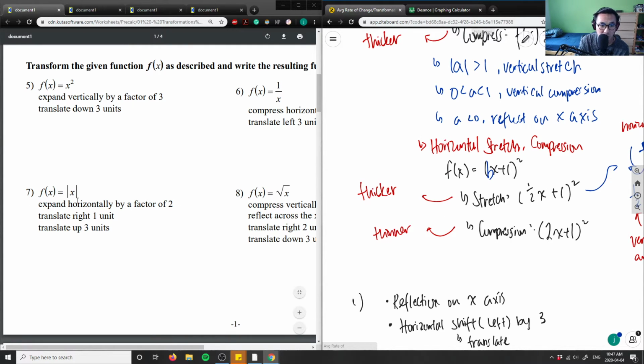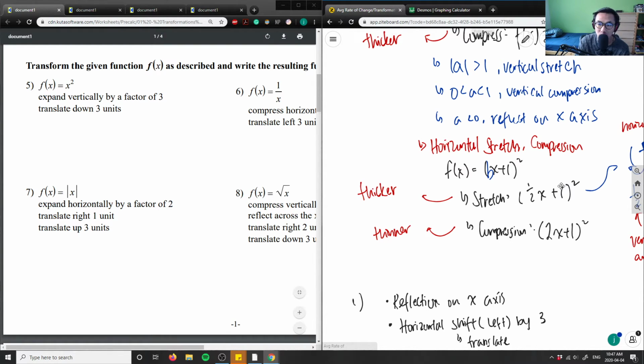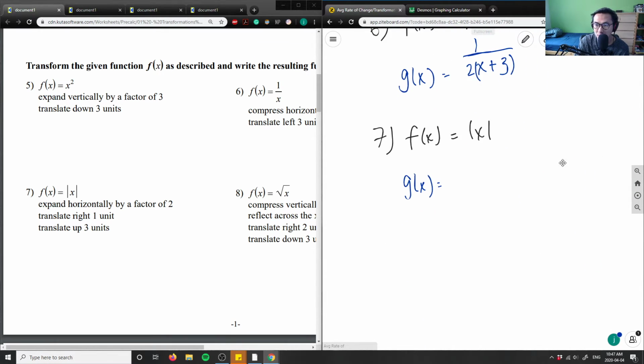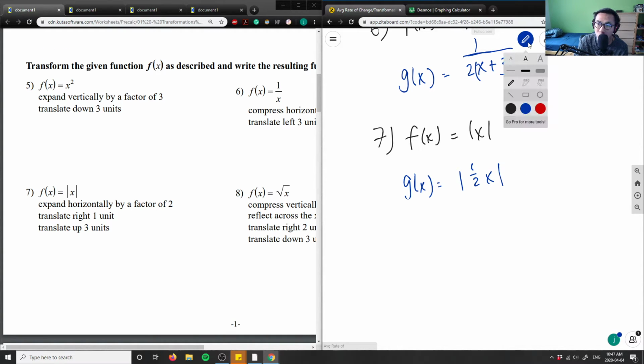So the horizontal stretch makes it thicker, and it needs a fraction. It has to be between 0 and 1, right? So if it's a factor of 2, I would have to make it 1 over this number here. So in this case, it would be 1 over 2, and it's inside the function. So I would write here half of x first. It says here translates right by 1, right? If it translates right by 1, it's inside the function. Horizontal shift is inside the function.